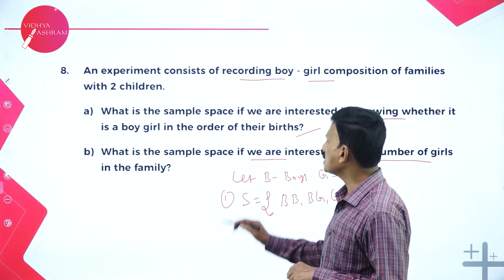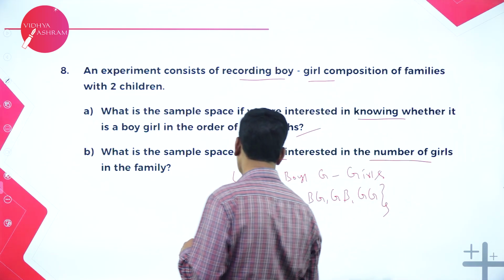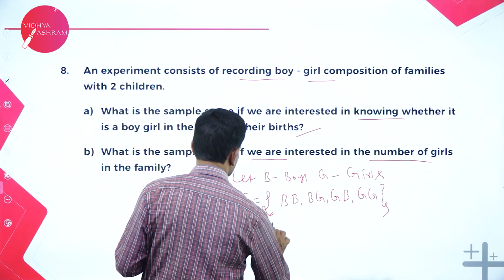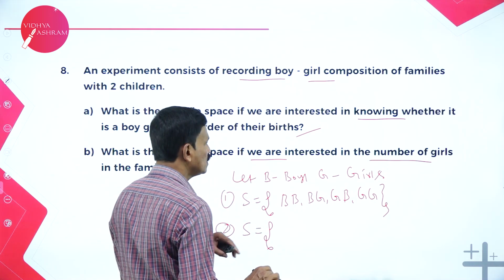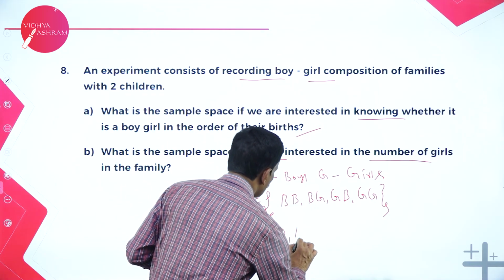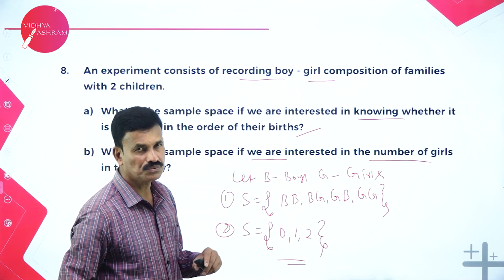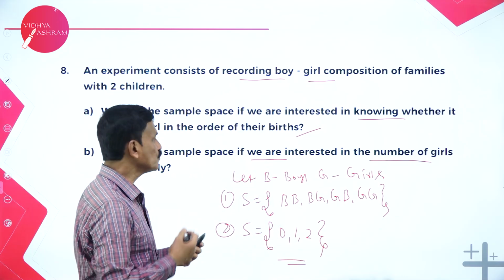Now, second, what is the sample space if we are interested in the number of girls in the family? If you are interested in the number of girls, there may be 0, 1 and 2. That's all. 0, 1 and 2. This is the sample space. Now move on to the next.